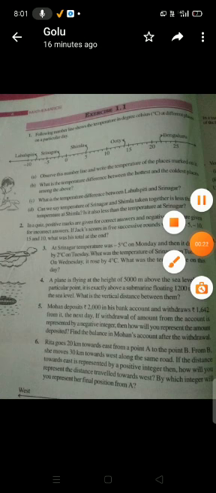Today we are continuing this chapter, exercise 1.1. In the previous class we already covered question number 1 to question number 4. So now we will start from question number 5. Okay, question number 5, I'm starting to read.